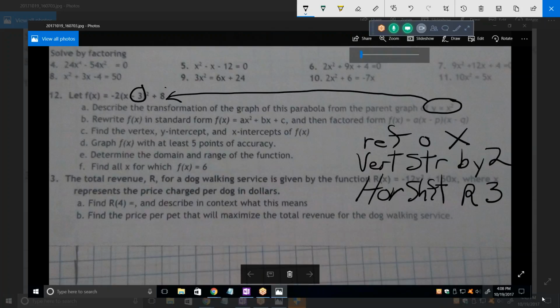Finally, we have a plus 8. Is that vertical or horizontal? Vertical. Is it a shift, stretch, or a shrink? A shift. Anything that's being added or subtracted is a shift. And it's up 8. In other words, this 2 was a multiplier. That means it's either a stretch or a shrink. This 3 was being subtracted. That means it's a shift. That 8 is being added. That's a shift.